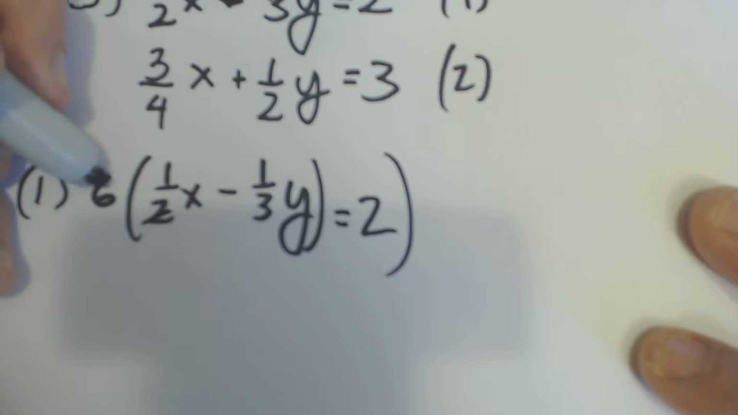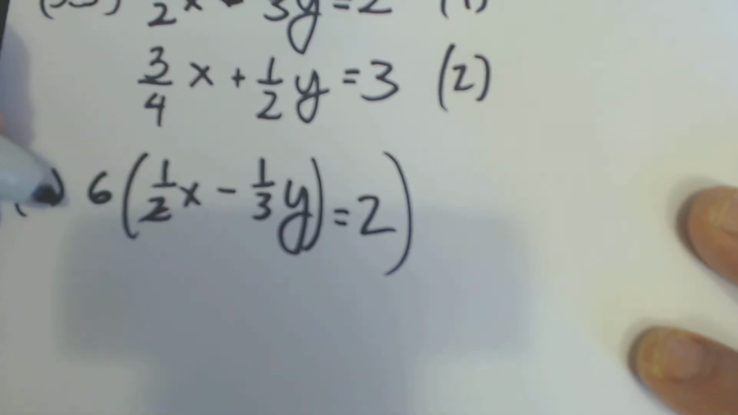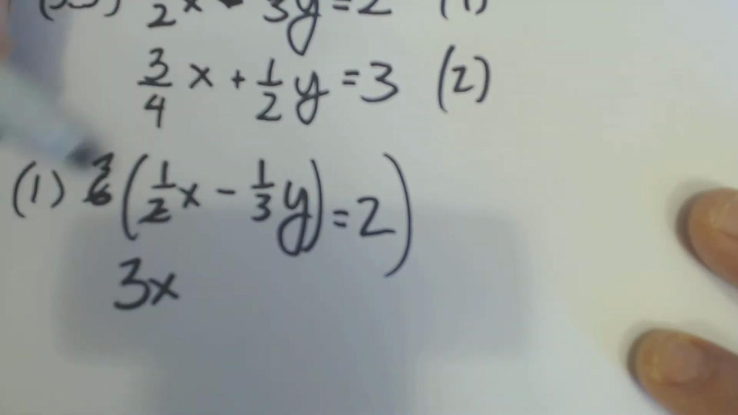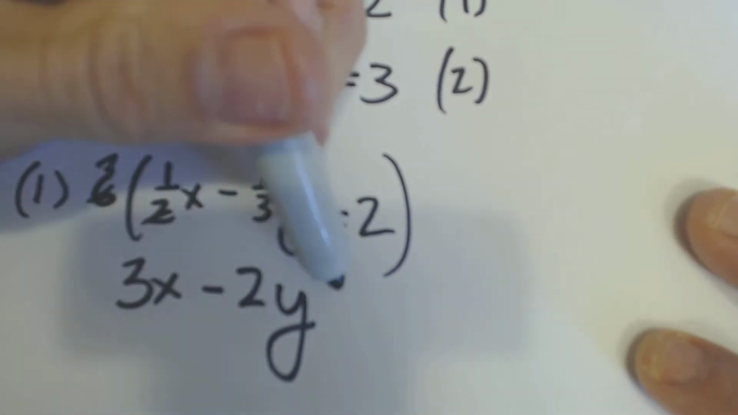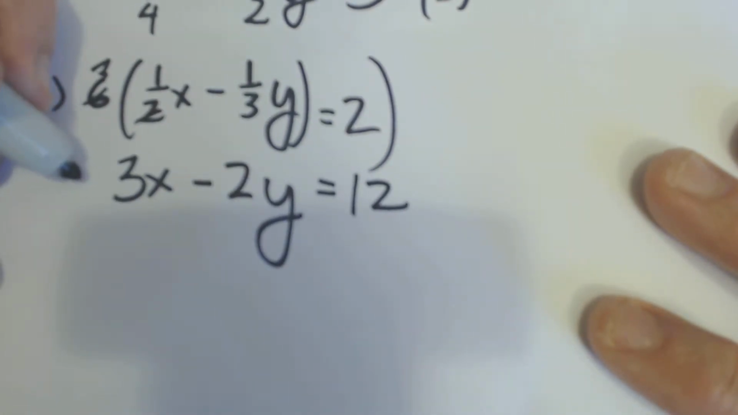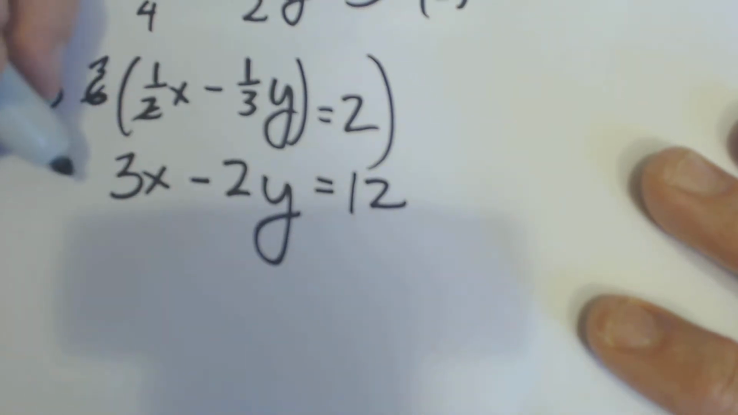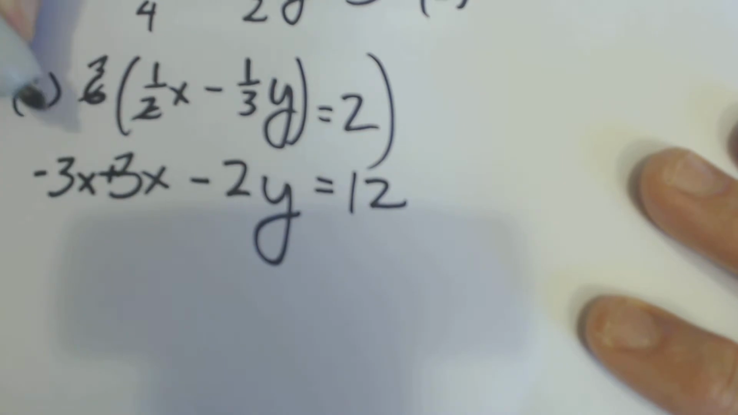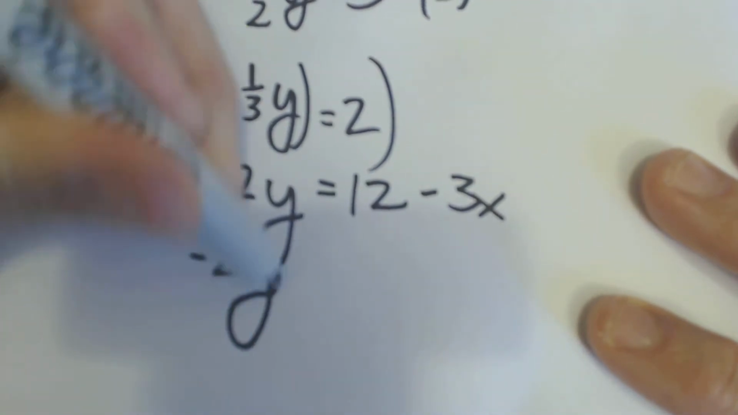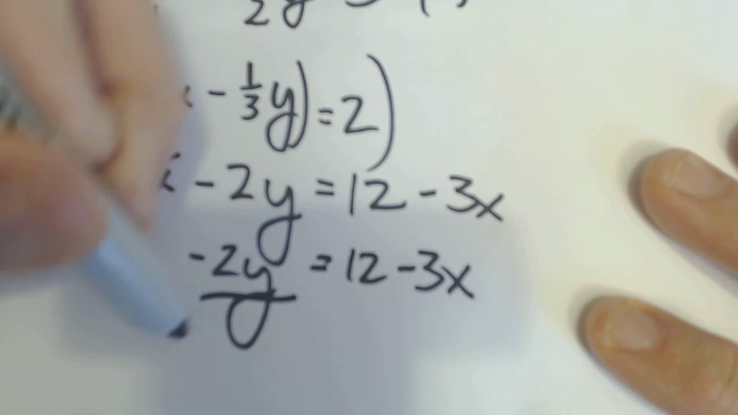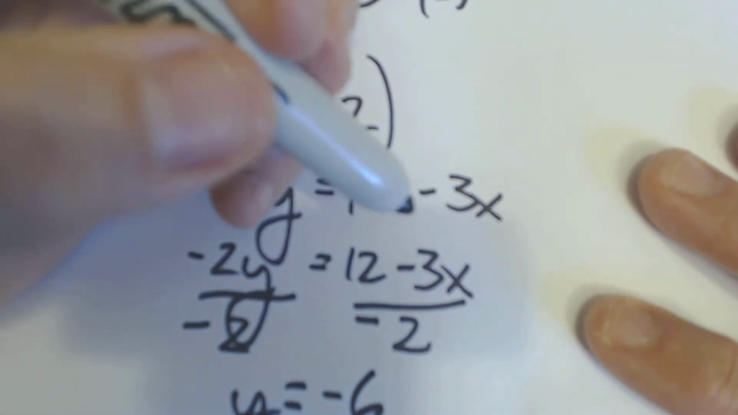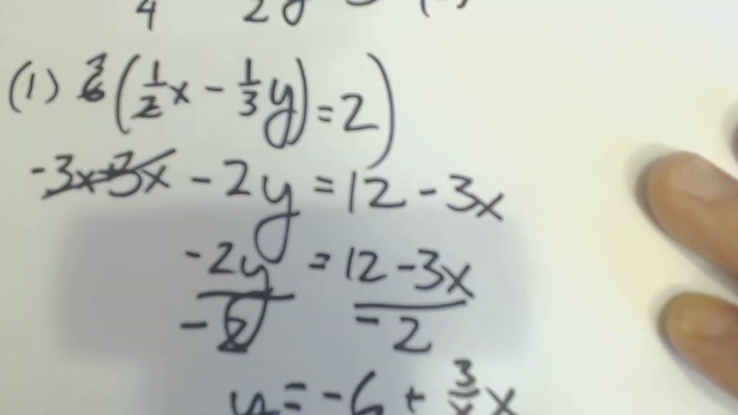So for the first term, we're going to get rid of the 6. That's going to leave us with 3x. And then for the second one, we're left with 2y. And then we multiply 2 by 12. So we get this expression here. I'm going to solve for y, so let's subtract 3x from both sides. We're left with negative 2y equals 12 minus 3x. Divide both sides by negative 2, and we're left with y equals negative 6 plus 3/2 x.